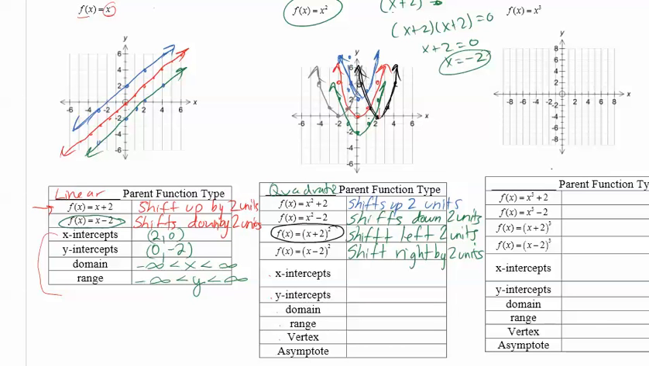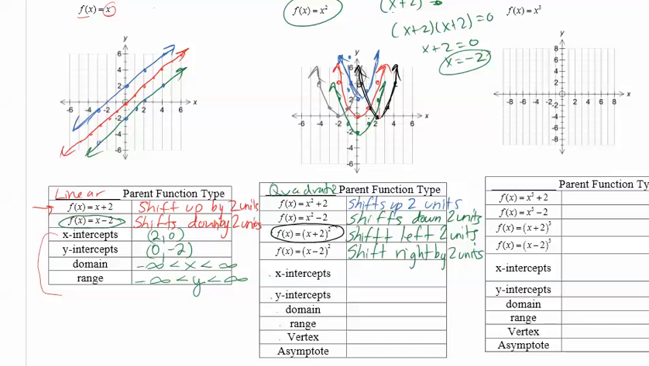So maybe go down the row. So maybe start with x minus 2 and then go to x plus 2 squared, and then next time go to x squared plus 2 and x minus 2 squared, or something like that. And it's going to be different when it's cubed or to the fourth and so on. Okay? All right, so let's look at the x-intercept for this function.